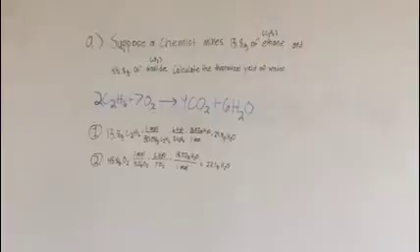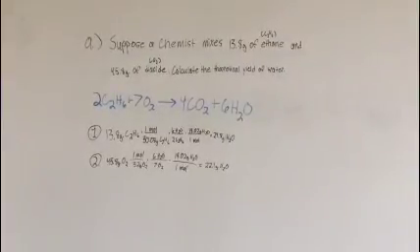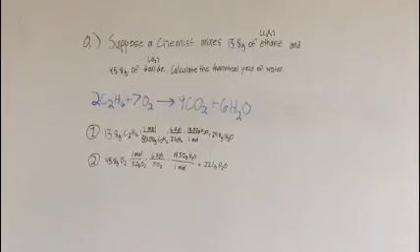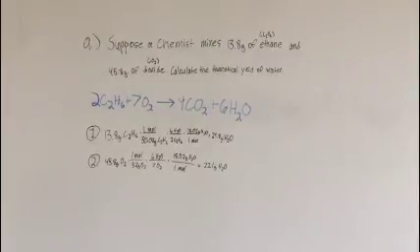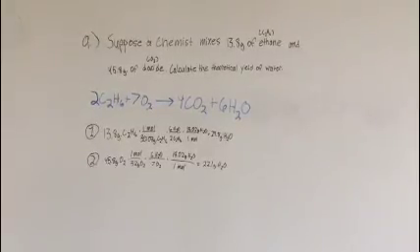And then once we do that, we would multiply it by the molar ratio, which is 6 waters per 2 ethane. Then multiply it by the molar mass of water, which is 18.02 grams over 1 mole, and that will get you 24.8 grams of water.